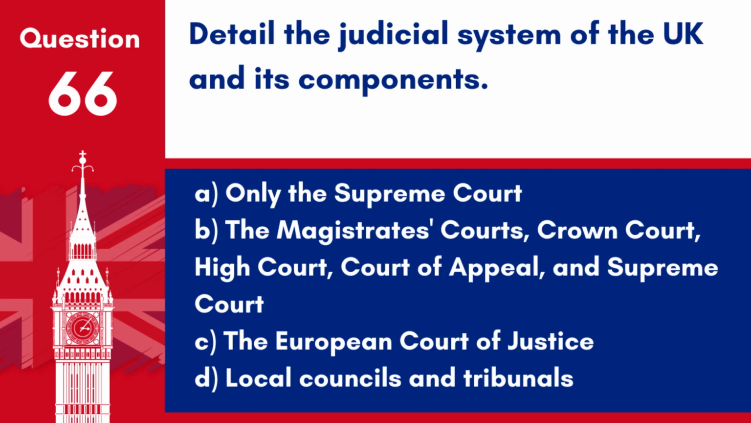Question 66. Detail the judicial system of the UK and its components. A. Only the Supreme Court. B. The Magistrates' Courts, Crown Court, High Court, Court of Appeal, and Supreme Court. C. The European Court of Justice. D. Local councils and tribunals. Answer B. The Magistrates' Courts, Crown Court, High Court, Court of Appeal, and Supreme Court.